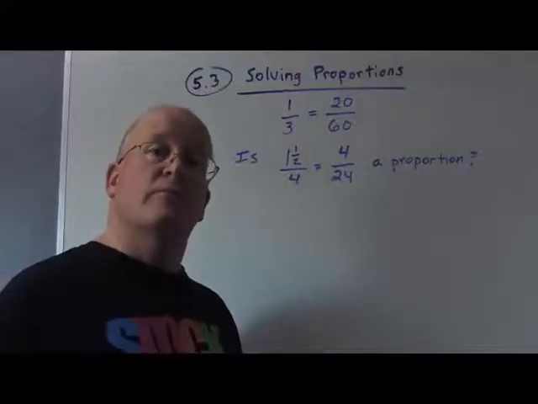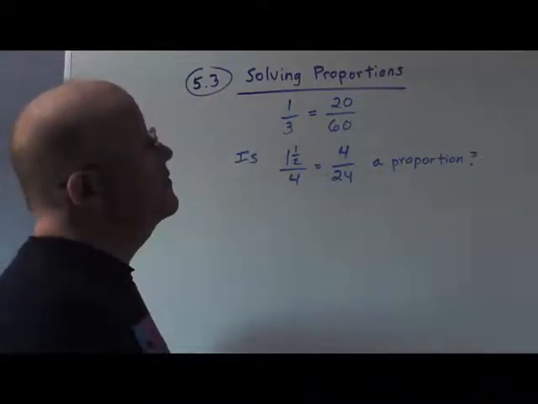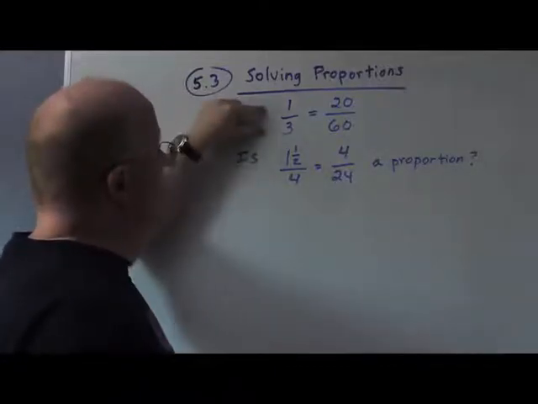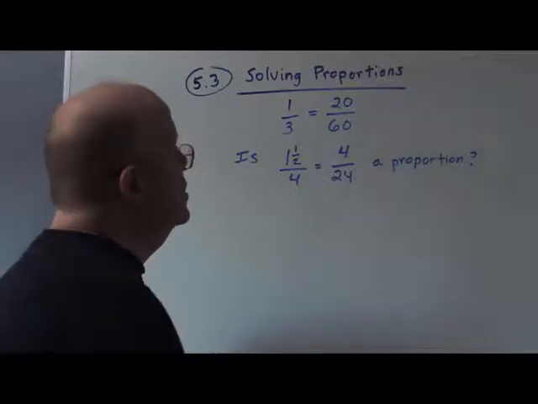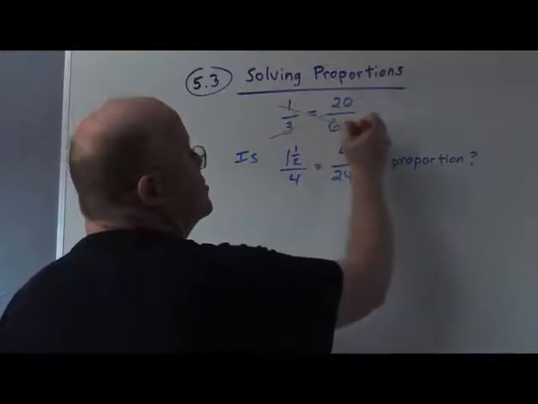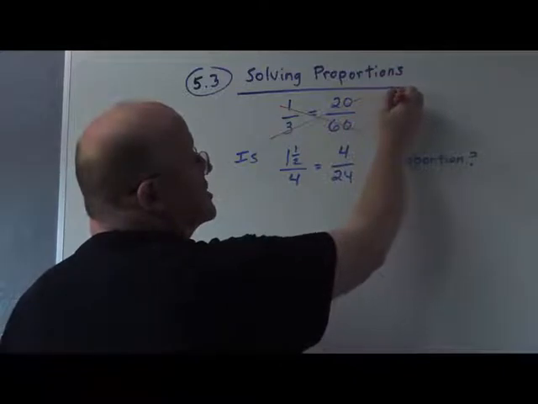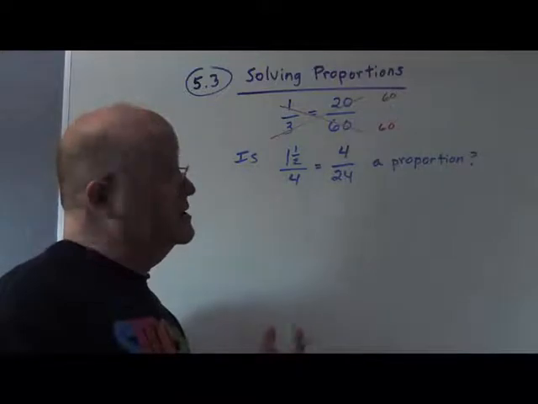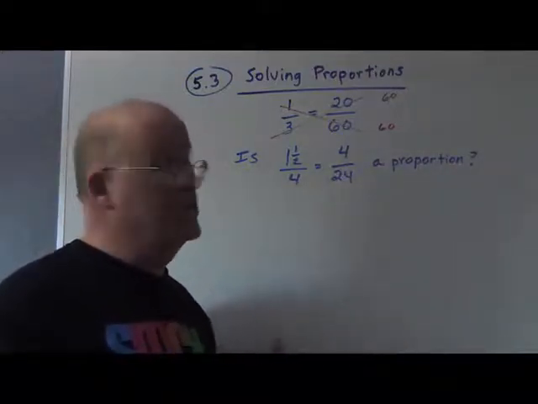In this section we will be solving proportions, and this first statement I have up here, 1/3 equals 20 over 60, is a true statement. That is a proportion. A proportion is two fractions being set equal to each other. Now, one property of proportions is that their cross products are equal to each other. On one diagonal here we have 3 times 20, which is 60, and on the other diagonal 1 times 60 is 60. Basically, a proportion is two fractions that are equal being set equal to each other.